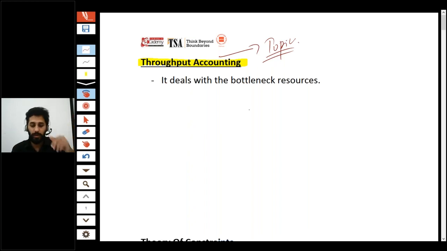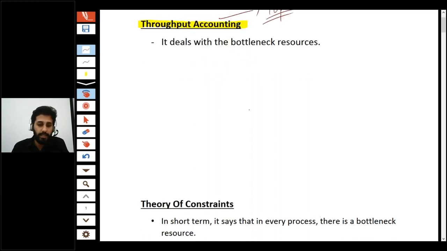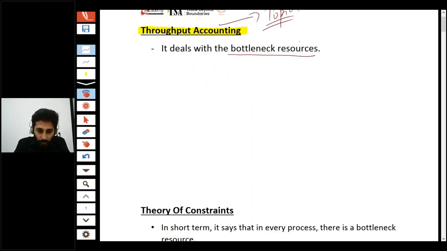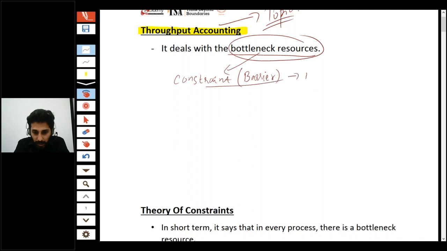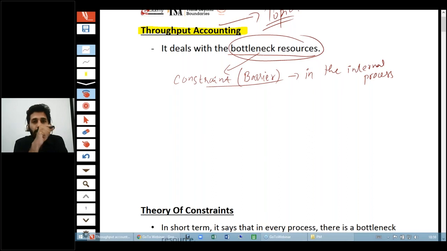Now, what is throughput accounting? It deals with the bottleneck resource. Now, what is the bottleneck resource? Bottleneck is the constraint. It is the barrier, or you can say it is a constraint, in the internal process. Now, what do you mean by the term internal process?